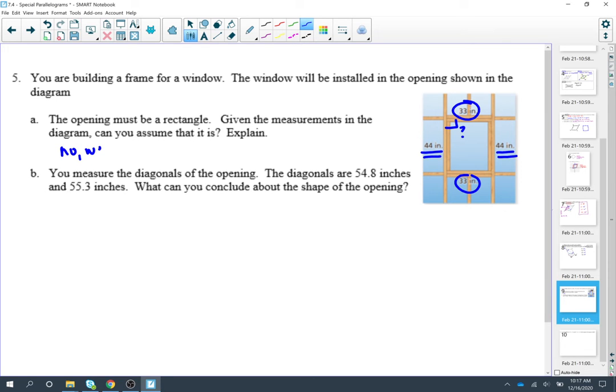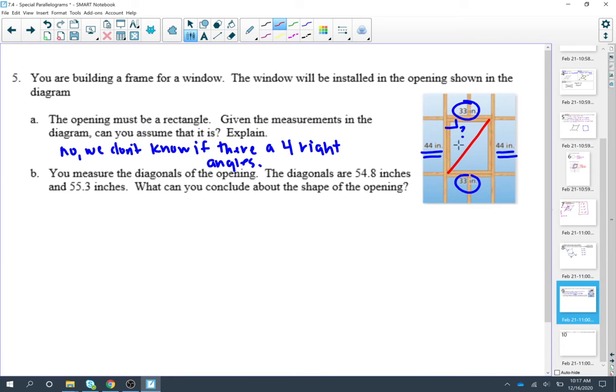No. So can we assume that it is? No. We don't know if there are 4 right angles. In construction, I'm pretty sure that you definitely want those to be a right angle and not an 88-degree angle, which is pretty close. So part B, you measure the diagonals of the opening.